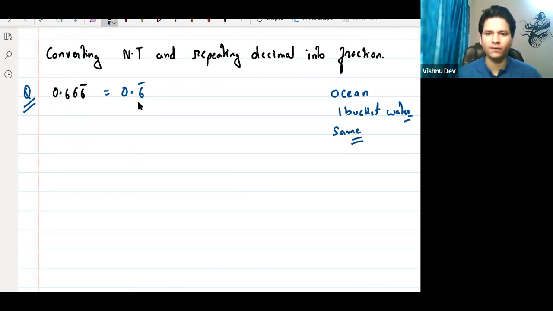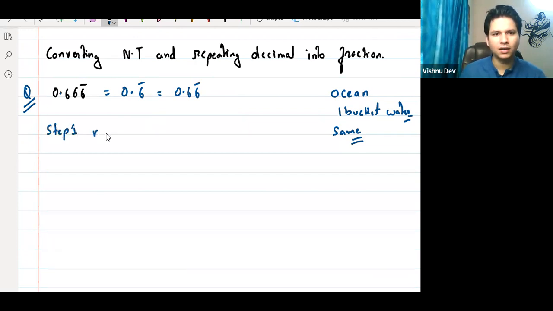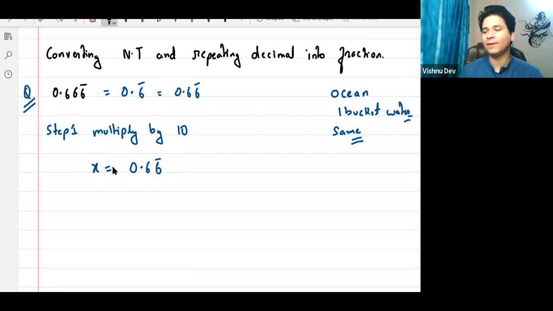Right, sir? It came right after one decimal place. So I'm doing something, just observe. This can also be written as 0.66 bar, doesn't matter. Step one, multiply by 10. Suppose x is a variable. X is 0.66 bar. I'm multiplying this by 10. Tell me what will happen. If I'm multiplying any decimal by 10, what will happen?